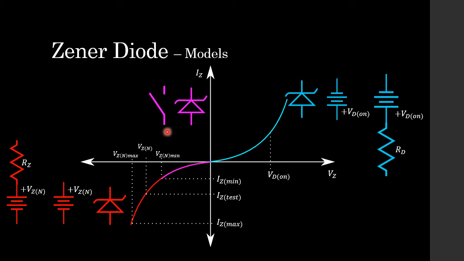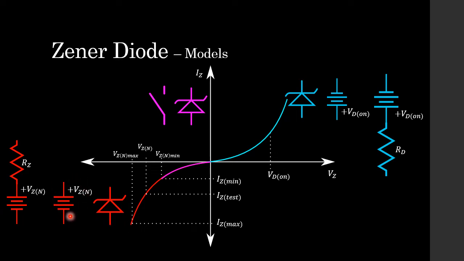When we are operating our Zener diode in the saturation region over here, we know that it is non-conducting, so we simply replace it with an open circuit. And then finally, students, when we are operating our Zener diode in the breakdown region, which is exactly where you want to be operating it, we replace it with a Zener diode source.